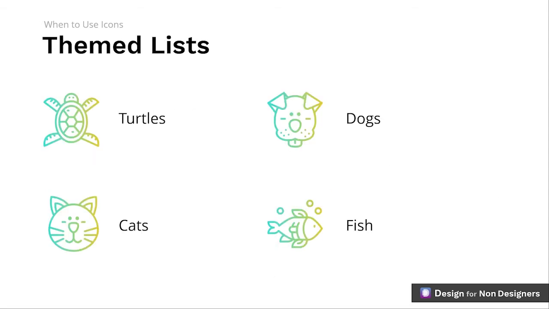Themed lists. You can often think about icons taking the place of bullets in a list. That list would often have a theme to it, in this case animals. And we can easily identify a type for each one, and then we can apply an icon.